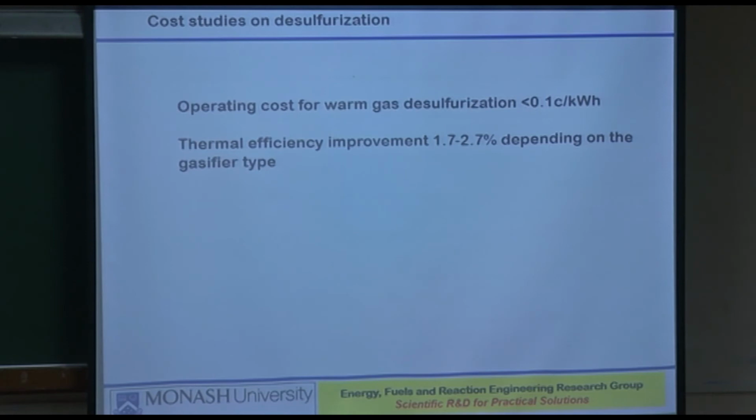The OPEX is anybody's guess. It's hard to believe 0.1 cents per kilowatt hour. Hard to believe. But then again, who am I to dispute it?